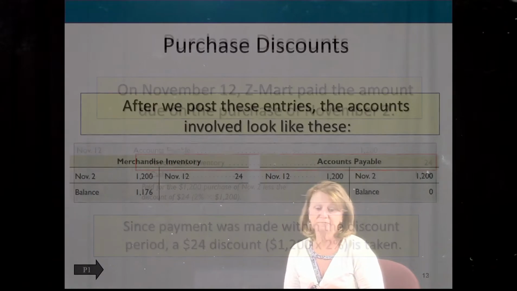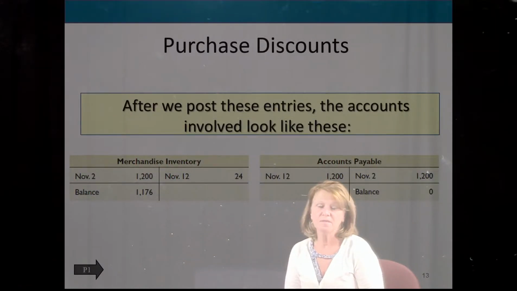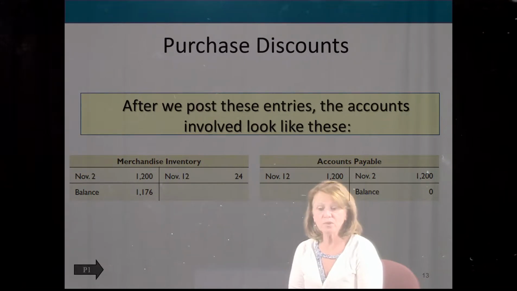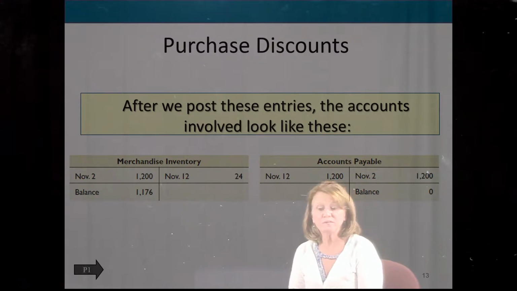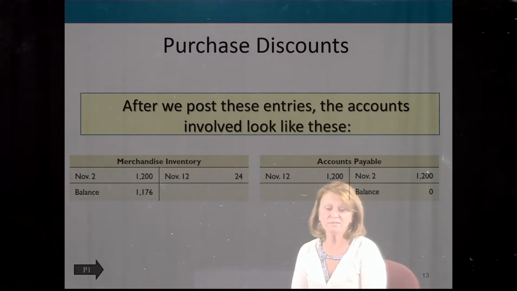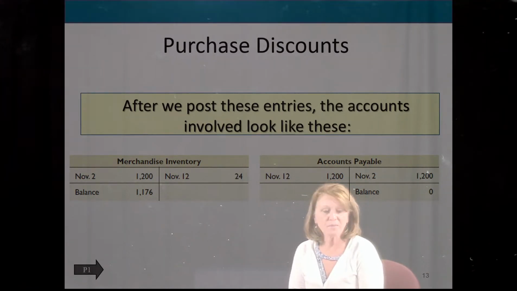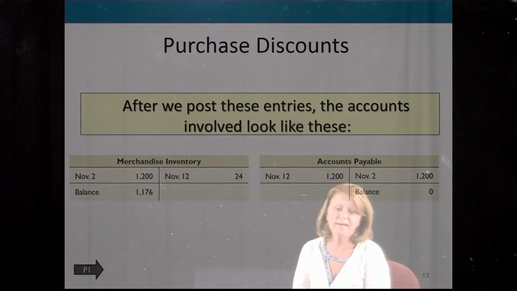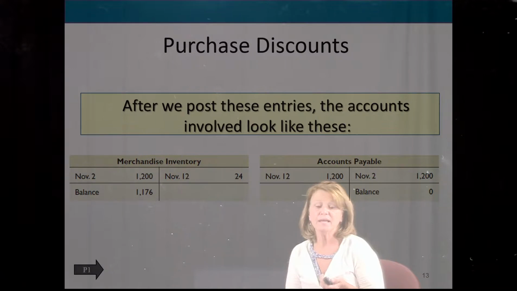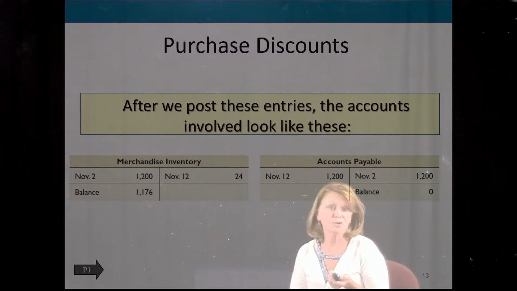All right. This is what your ledger or T account would look like. Notice merchandise inventory has a November 2nd balance of $1,200. You credited the terms on November 12th. The balance is $1,176. Your accounts payable was $1,200, so you will debit accounts payable for $1,200, and you have a zero balance then in your accounts payable.